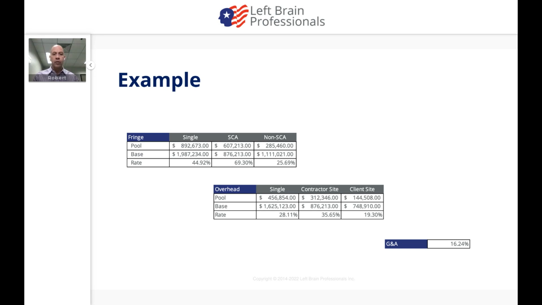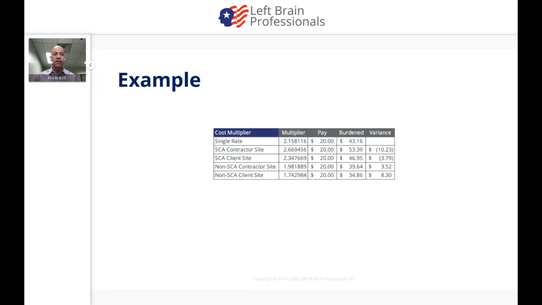Same concept for my overhead. My client site rate, as you see in this example, is about half. Same thing for fringe, is about half of what the contractor site is. And my next slide takes this through to the cost multiplier so that you can see. So this is where I multiply my fringe, overhead, and G&A through. I put a pay rate there of $20 just so you can see.